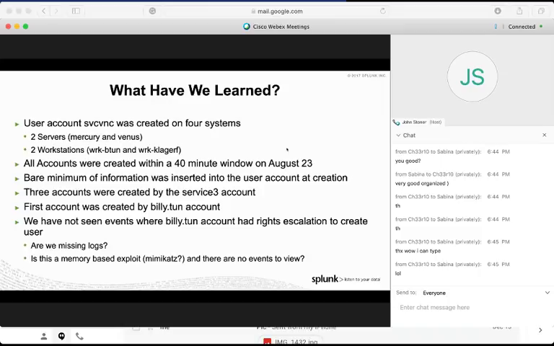Again, what have we learned, right? We want to learn something from our hunt. Well, I might go back to that asset information and look at the attributes and say user account SVC VNC was created on 4 systems.